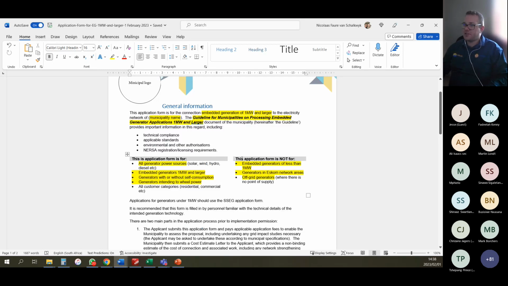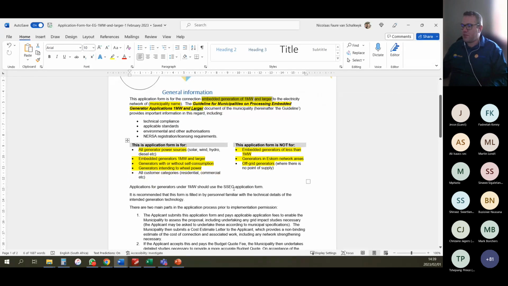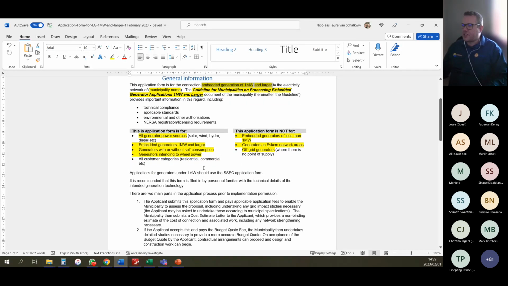So under the general information, you'll see that it makes it very clear that this is an application form for 1 megawatt and larger. We want to make that clear because anything below 1 megawatt, people tend to deal with as SCG. You know, 999.99 is still less than 1 meg. So as soon as it's a megawatt or larger, then this form is applicable.